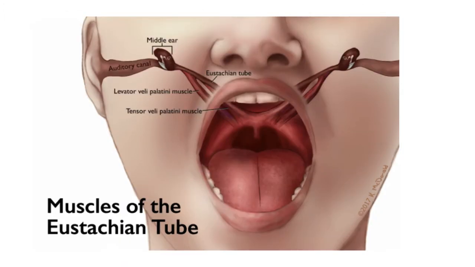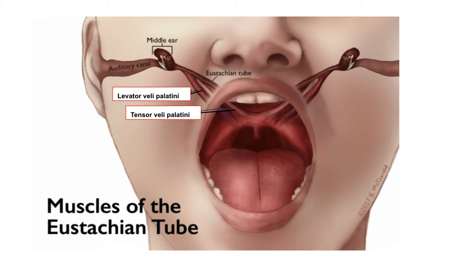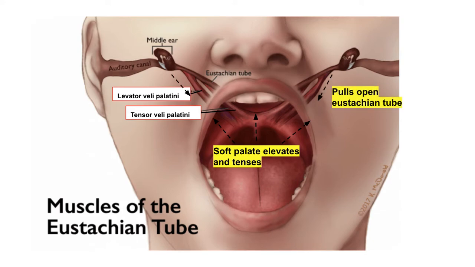Two muscles aid in the opening of the eustachian tube, the tensor veli palatini and the levator veli palatini. When they contract, the levator veli palatini elevates the soft palate while the tensor veli palatini tenses the soft palate. At the same time, contraction of these muscles also pulls open the eustachian tube. Opening of the eustachian tube helps equalize pressure from the middle ear with the atmospheric pressure.